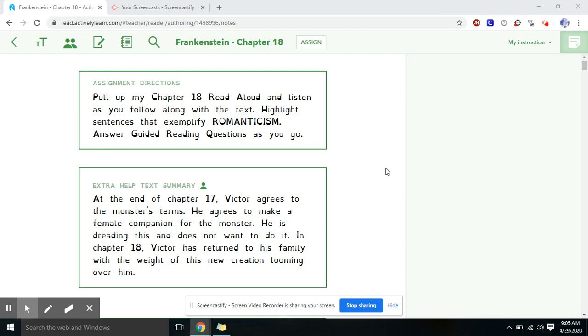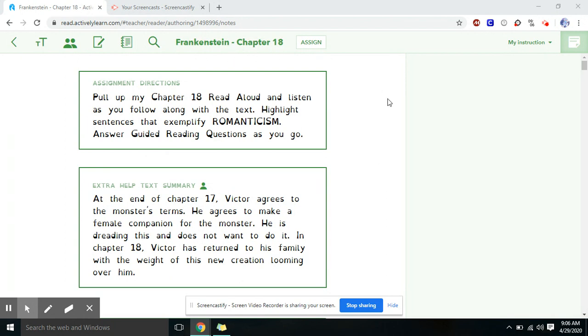Today we're going to read Frankenstein chapter 18, and we're going to do it through Actively Learn. Now, if you've gotten this far, you've probably seen my instructions on Google Classroom on how to access Actively Learn, but all you're going to do is follow the link and press Login with Google, and it should take you right to your assignments posted by me, which is Frankenstein chapter 18.